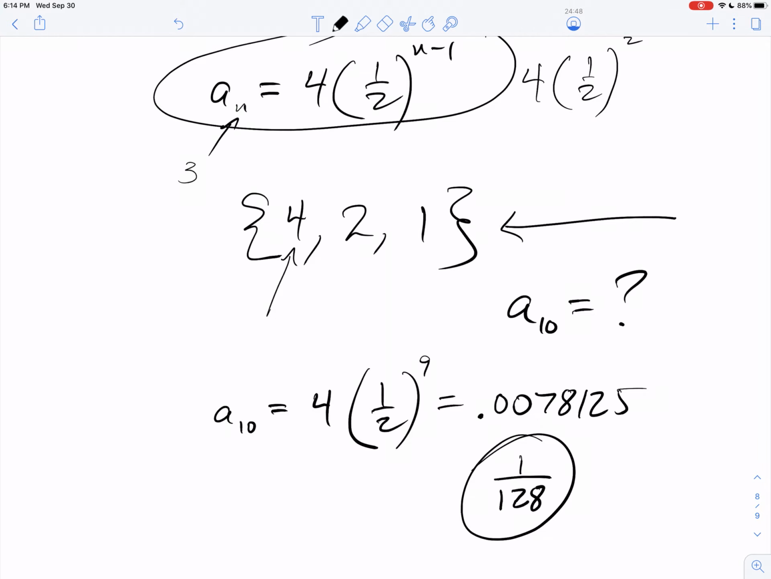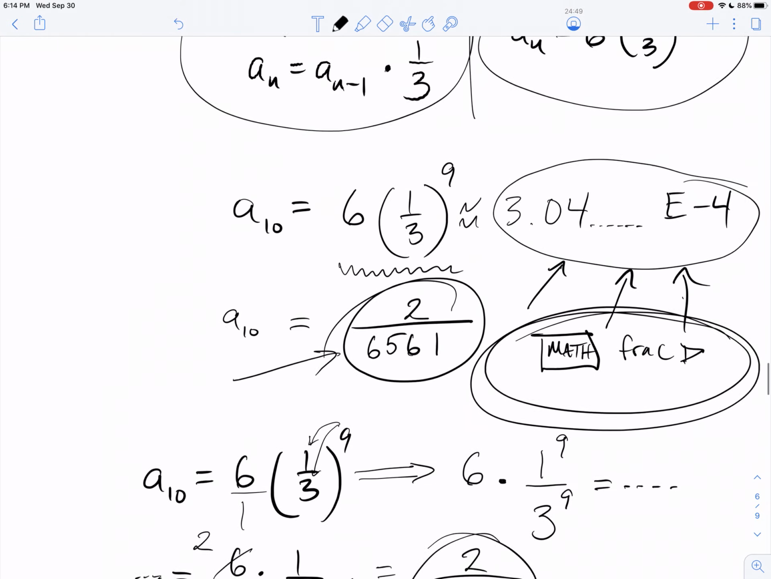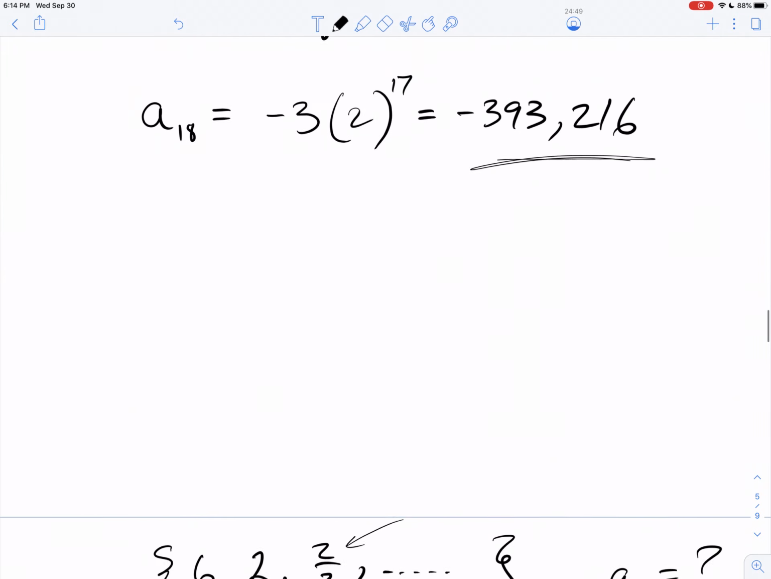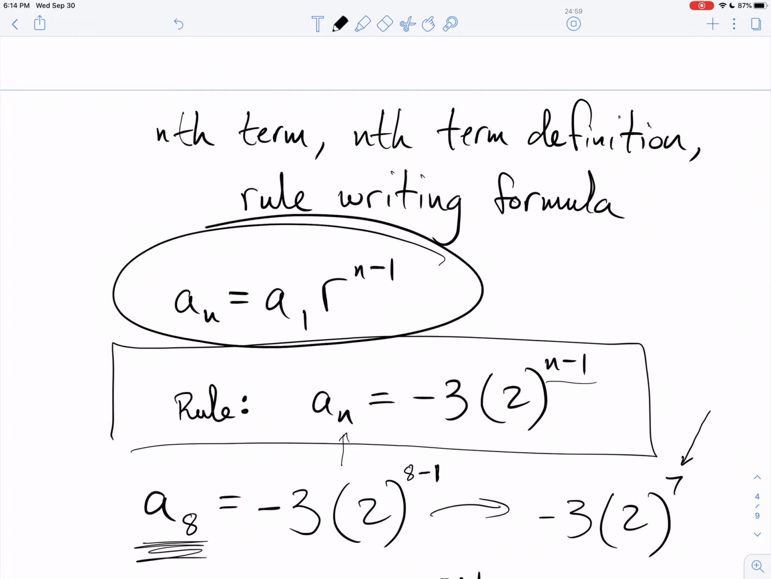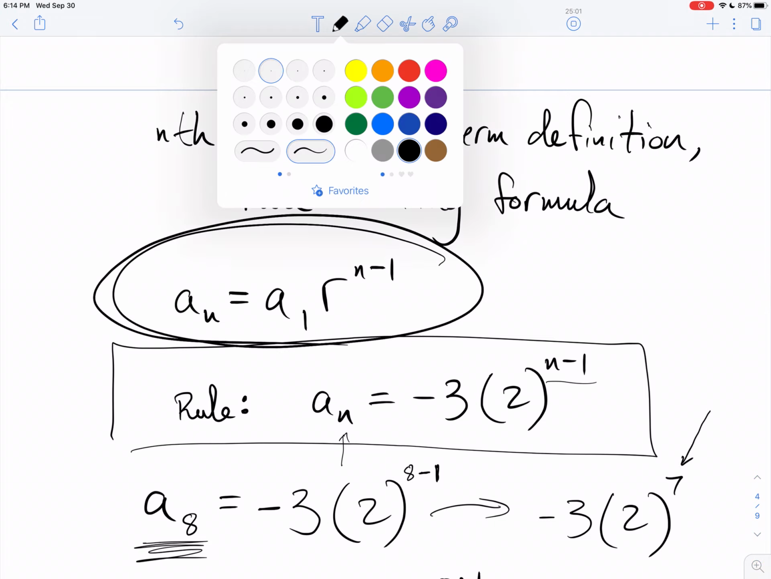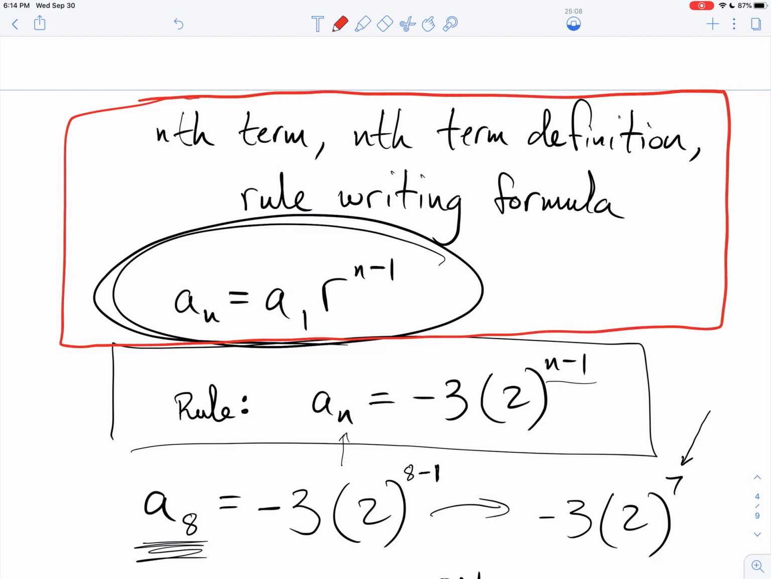So just to recap here, these were all just little examples I made up to help you practice, but it all boils down to this thing right here. This guy is called the nth term, or the nth term definition, or the rule writing formula for a geometric sequence. That's what he's called. He's right there.